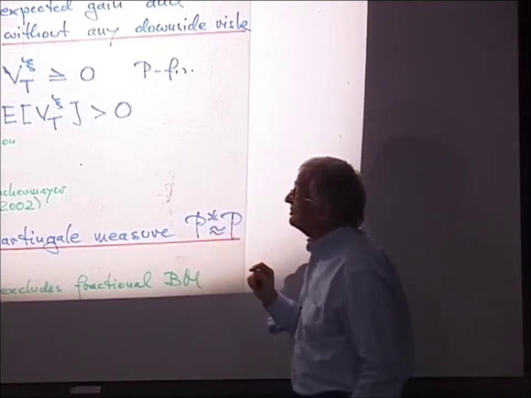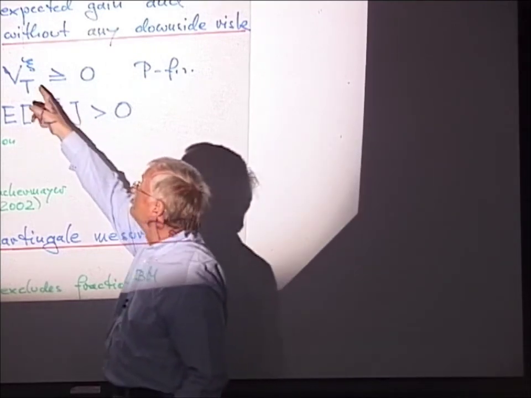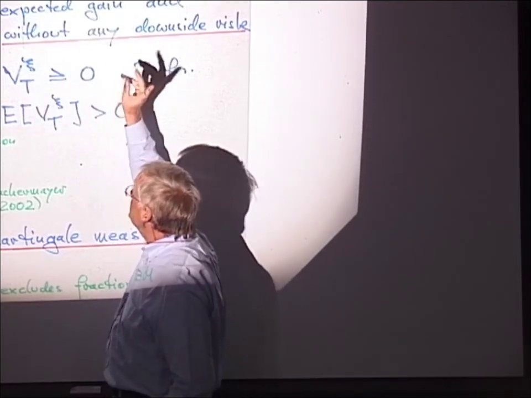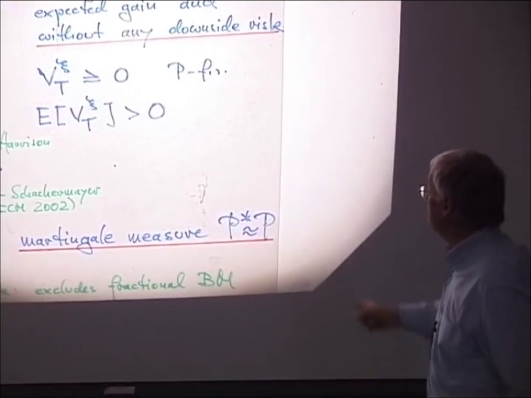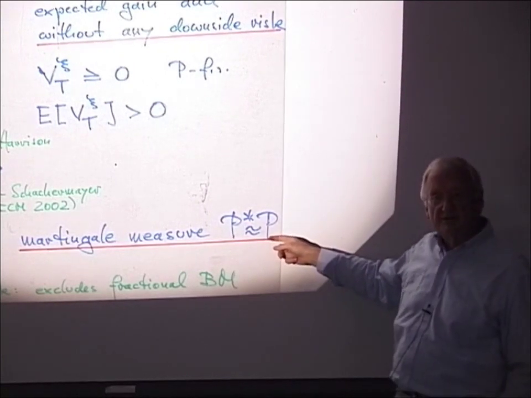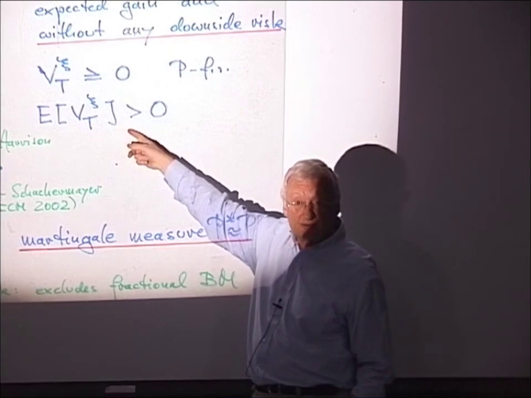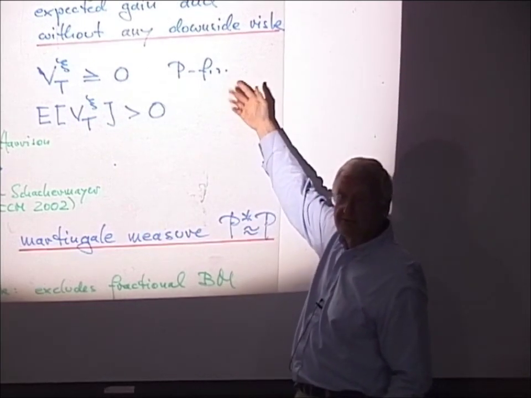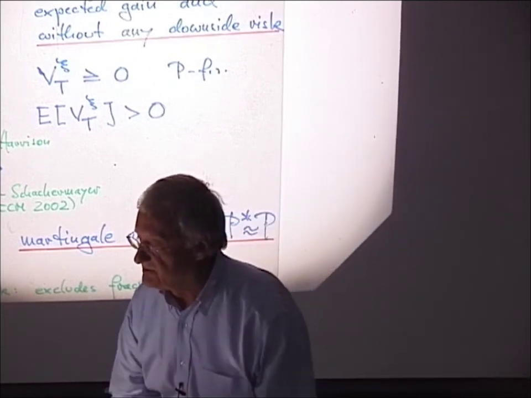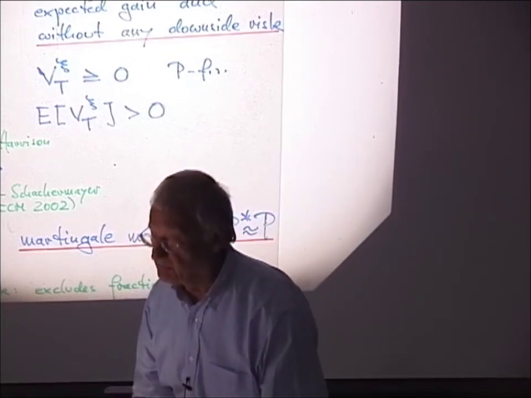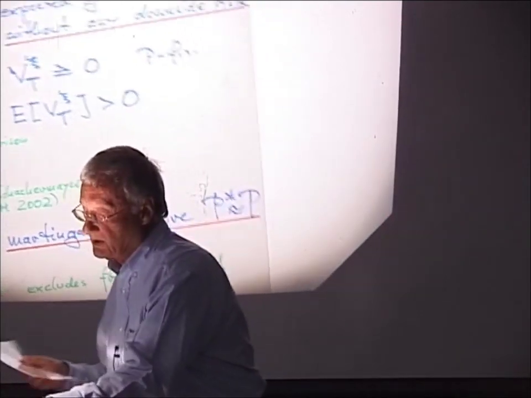But for P star, we know that the expectation of the outcome should be zero. And if it's also non-negative P star almost surely, it must be zero P star almost surely. But then again, by equivalence, it must be equal to zero P almost surely. And so this cannot be. No? So this is the easy direction. The difficult direction is the other way around. It involves some separation arguments, so a mix of probability, stochastic analysis, and functional analysis.